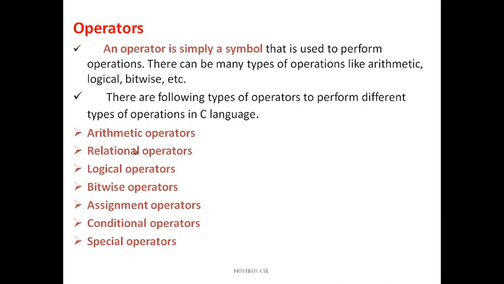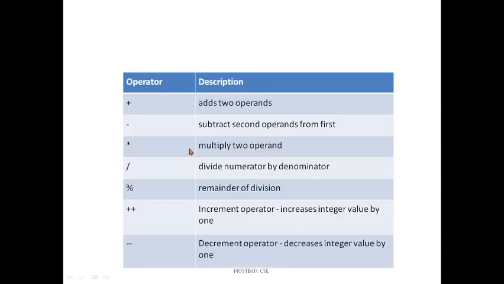Then what are the operators available? Arithmetic operators, relational operators, logical operators, bitwise operators, assignment operators, conditional operators, and lastly special operators. Let's see them one by one with small examples. We are not going to a complete program; as a beginner in C programming, just understanding is enough. So, arithmetic operators: let's assume the value of variable a is 10 and b is 20.